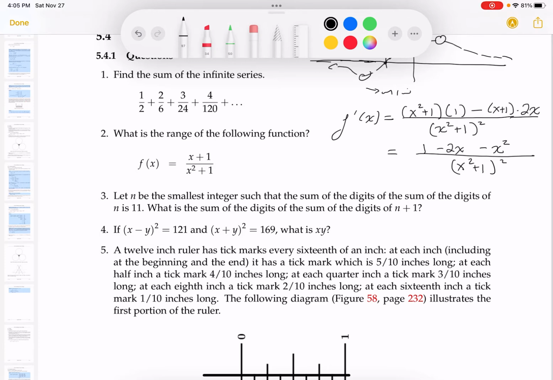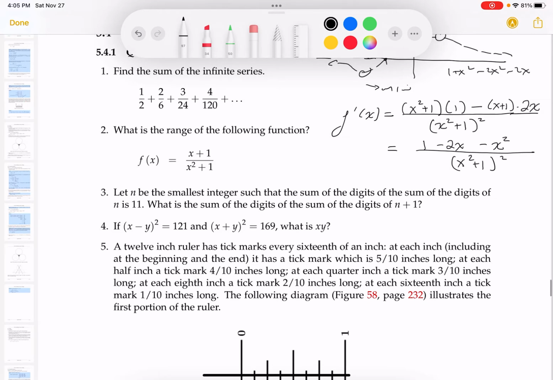And I would get 1. Let me just check that. You get 1 plus x squared minus 2x squared minus 2x. So minus x squared minus 2x. Yeah, I think I did okay. And what do I got to do now? I got to get the critical values. And the critical values of this one are when the top becomes 0. The bottom is never 0, by the way. So I think I can handle that.